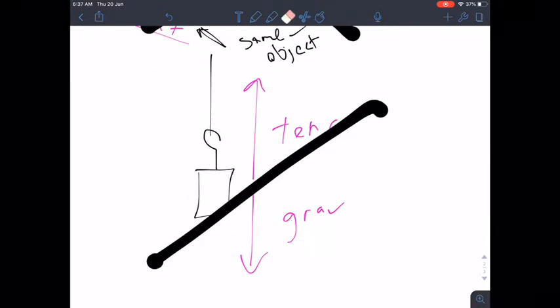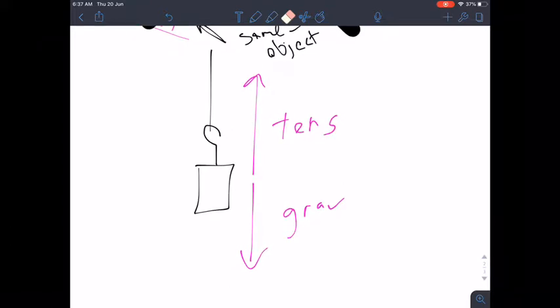Okay, what about this one? We've got gravity pulling down on this weight and tension pulling up. Now they do point in different directions. They might be equal, but again, they're on the same object. And since they're on the same object, they cannot be a force pair.